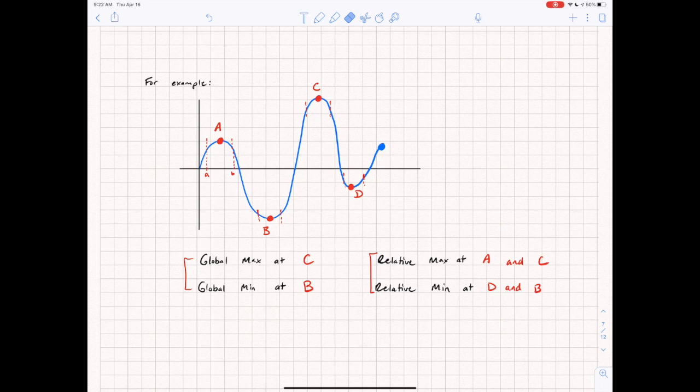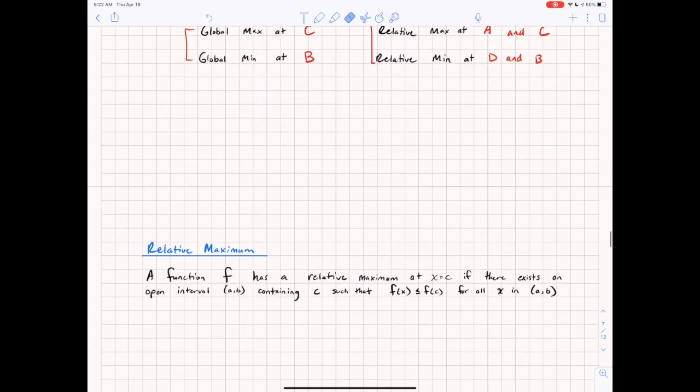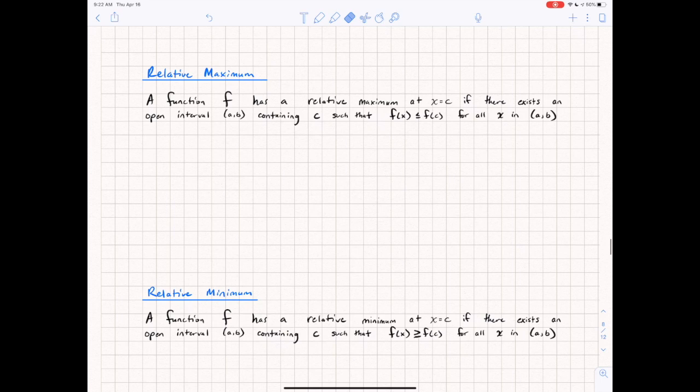All right, so what we just talked about in words, I have written out. So you have your relative max and your relative min. A function f has a relative maximum at x equals c if there exists an open interval a to b containing that c, such that the function is always going to be less than or equal to that value for all x in that interval. So again, what this is talking about in a lot of math words is if we were to pick a little neighborhood, like a local interval from a to b, then the y value at a specific point is the highest point out of that entire interval.